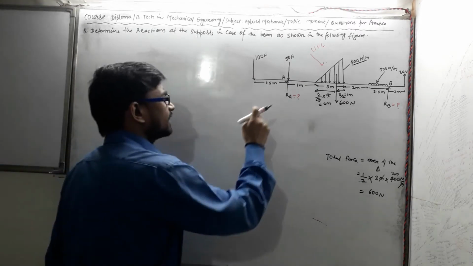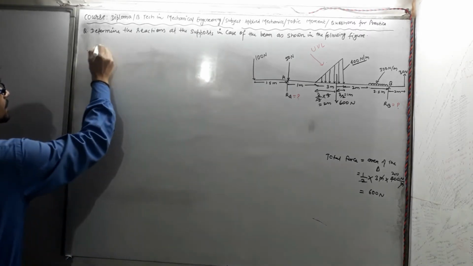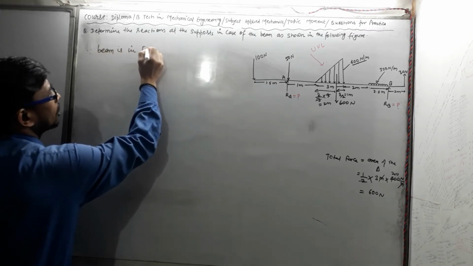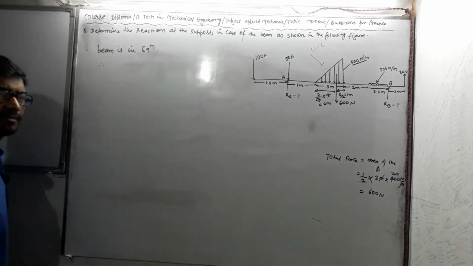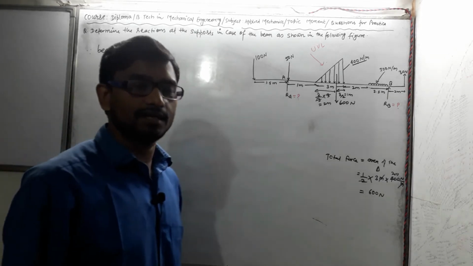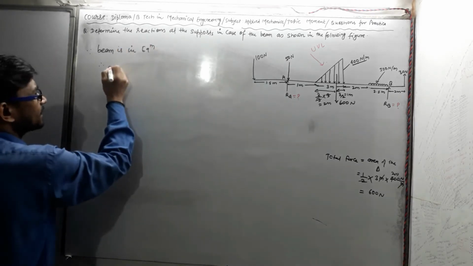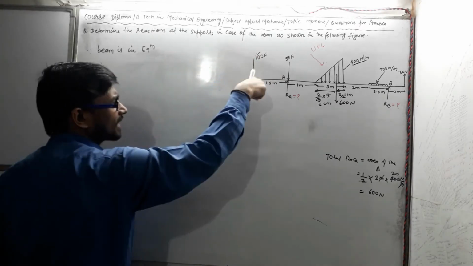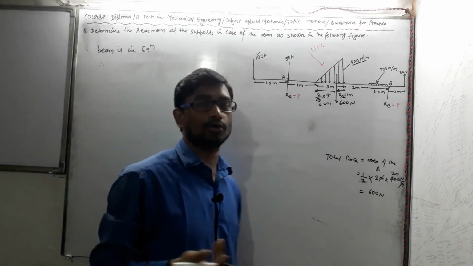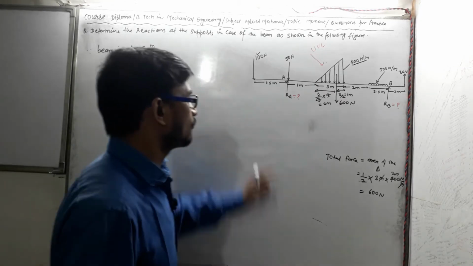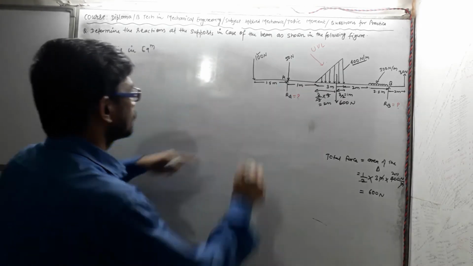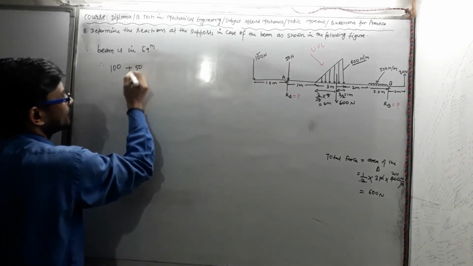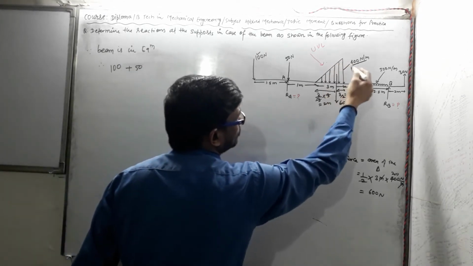Since the beam is in static equilibrium, the summation of all vertical forces would be equal to 0. Therefore, this 100 Newton force is acting in downward direction. Let us take the downward acting force as positive and upward force as negative. So we can say 100, and 50 Newton is also acting downward, 50 plus, what will be the value of total force?